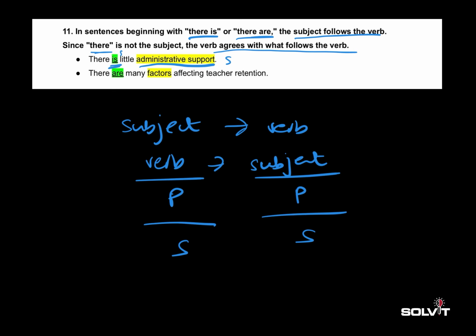Similarly, in the second sentence, there are many factors affecting teacher retention. So again, the word there is not a subject. Then we have our verb over here, and then we have our subject coming after the verb, which is factors. Factors, as we all know, is plural, of course, right? So the verb will agree with the subject. Okay, so there's nothing different going on over here.